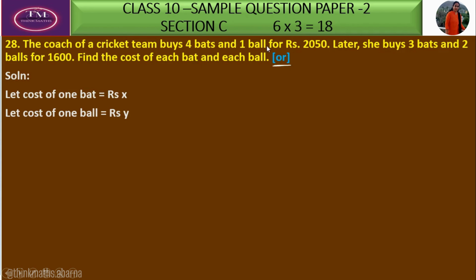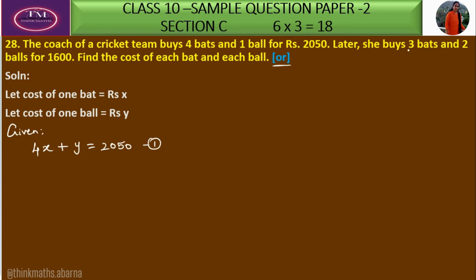So what is given? They have got 4 bats. 1 bat costs x, so 4 bats cost 4x. And their total cost is 2050, so we have to add. What is given here? 4 bats, so 4 into x. 1 bat is x, so 4 bats will be 4x. Their total cost. So how many balls? 1 ball, so 1 into y. 4x plus y will be. So how much is the cost? 2050. So this is the first equation.